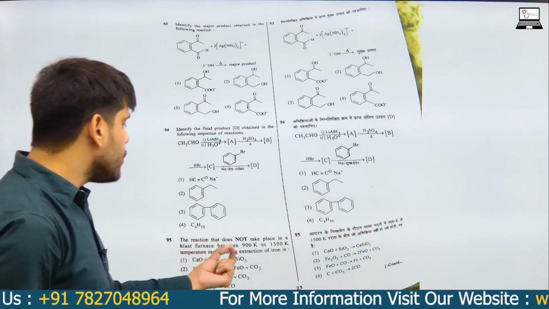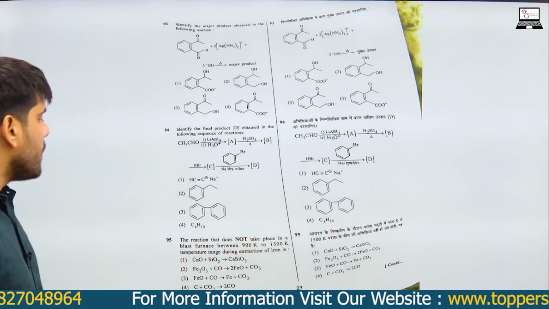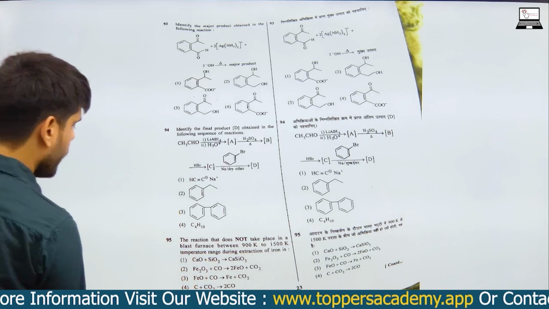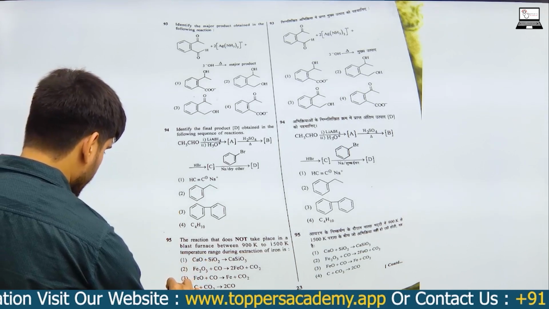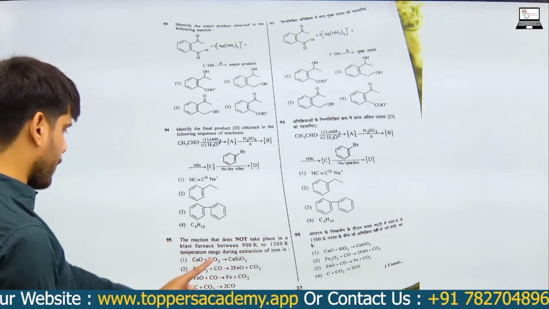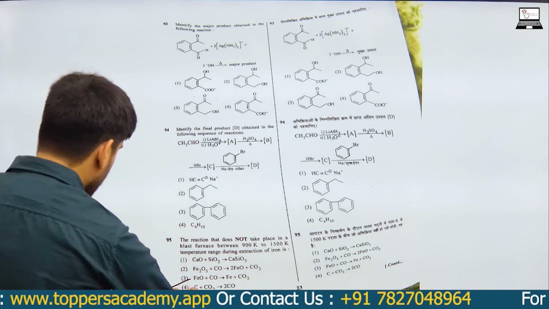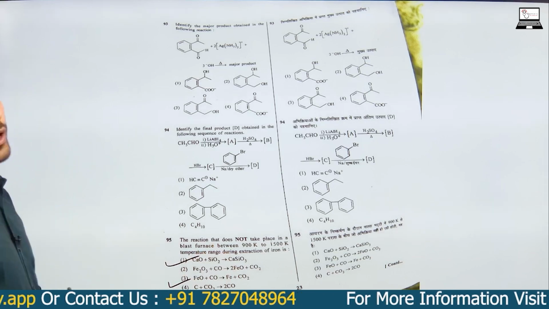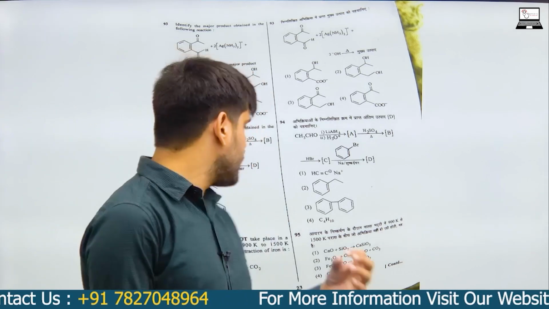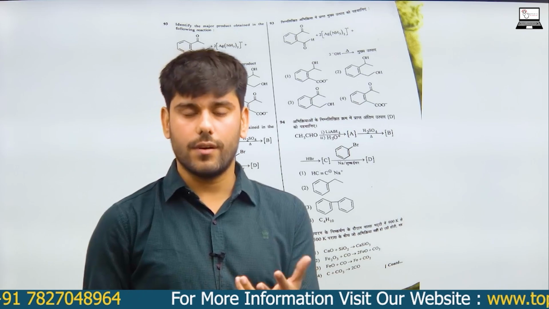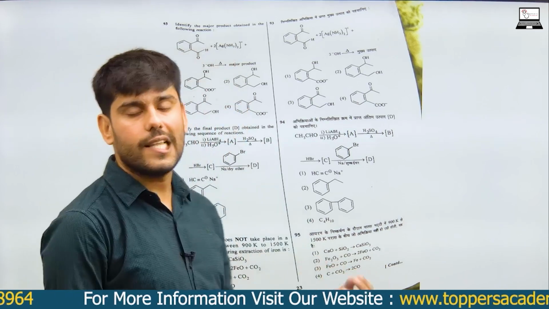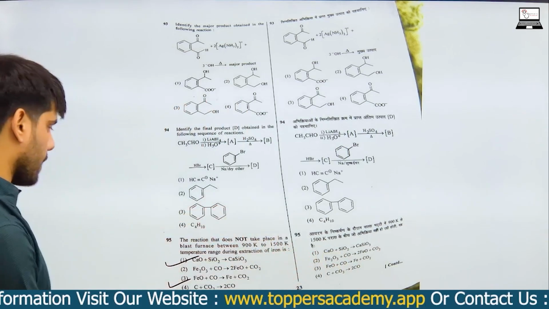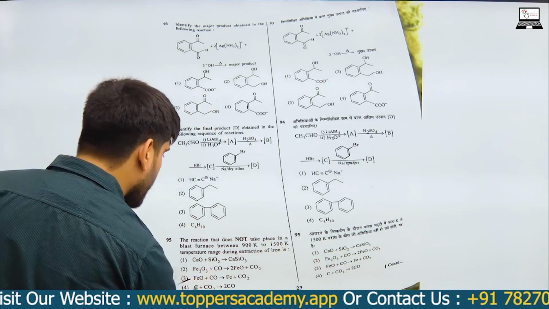The reaction that does not take place in the blast furnace between 900 and 1500 Kelvin. We have this reaction, absolutely correct: FeO plus CO gives Fe plus CO2. C plus CO2 gives CO. And obviously this reaction, where CaO, quicklime, is added as a flux to remove the siliceous impurity in the form of calcium silicate, or slag formation. So second is the one which does not take place in this range.